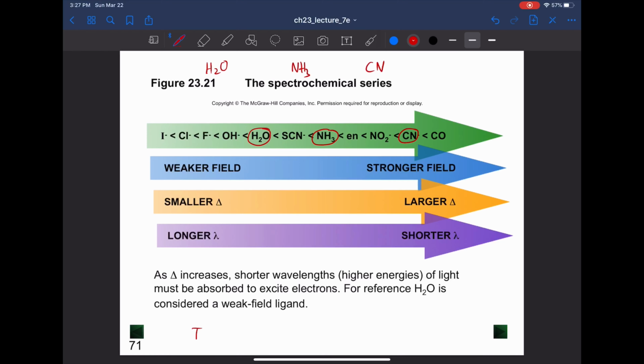So here we can write H2O is less than NH3, less than CN minus. So this is for delta.